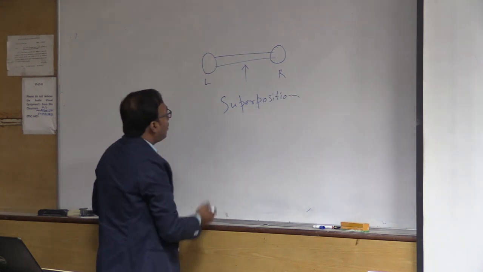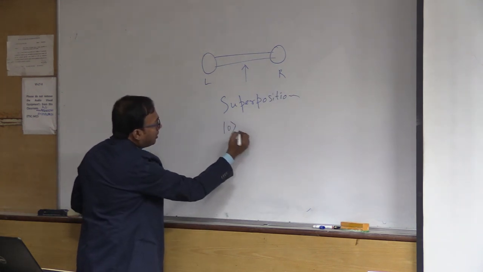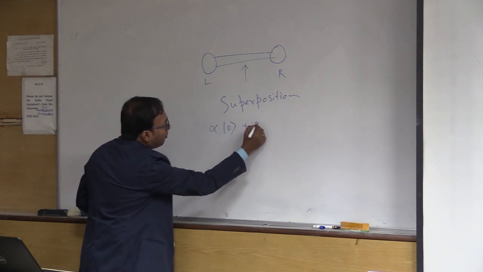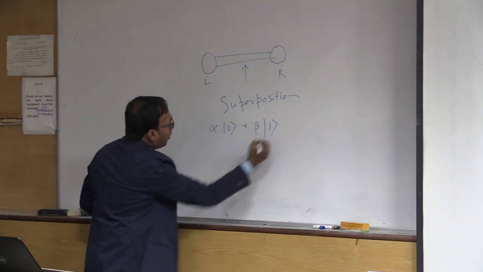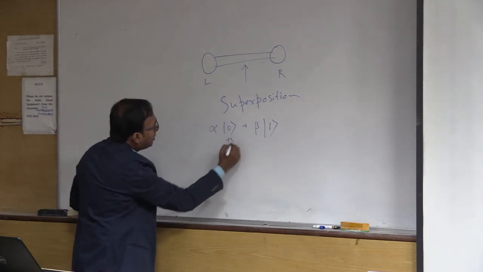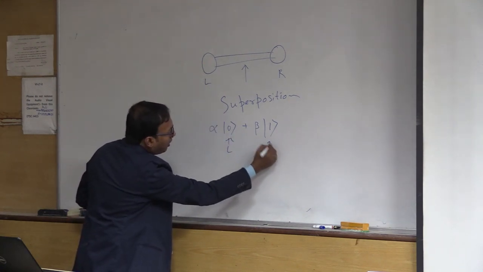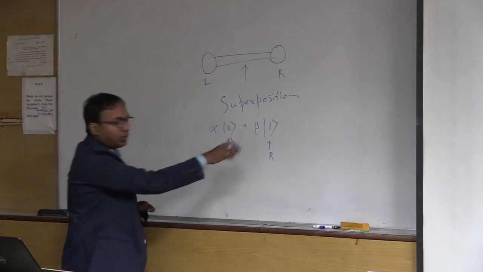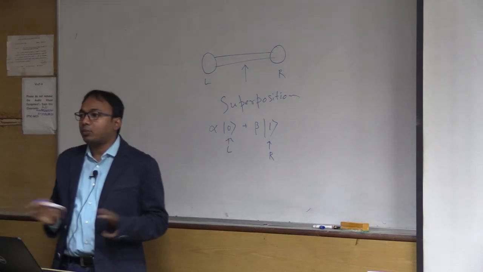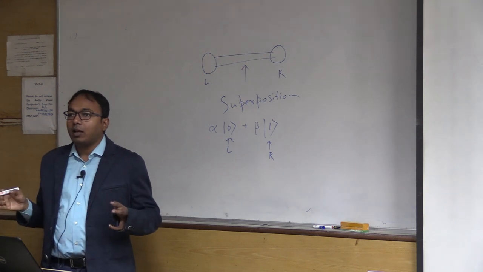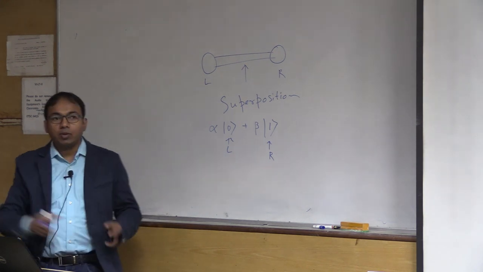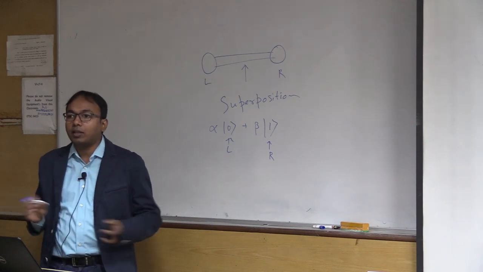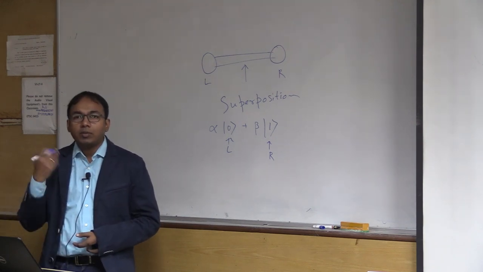Superposition. Now you can write it as alpha times 0 plus beta times 1. So in this case, this 0 is the left atom and this 1 is the right. This is the most fundamental thing about superposition. If you have two atoms, or two objects, or two quantum states, then you can write them in the superposition principle. So quantum is everywhere.